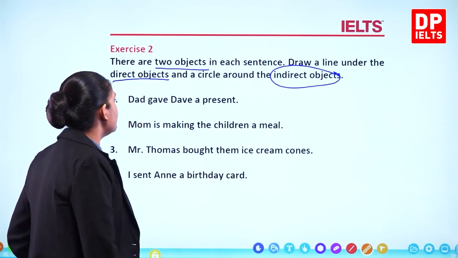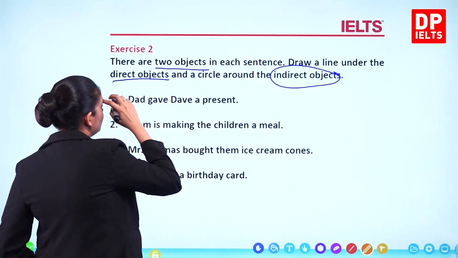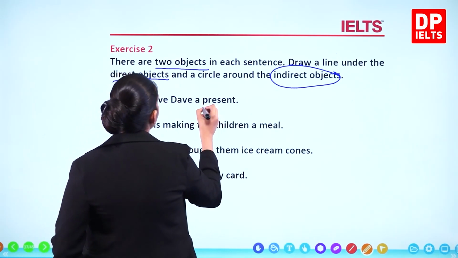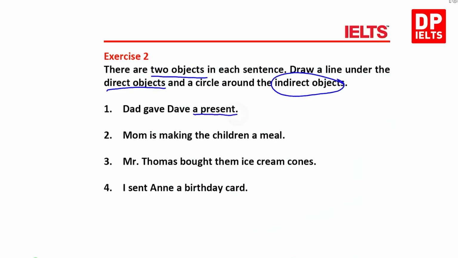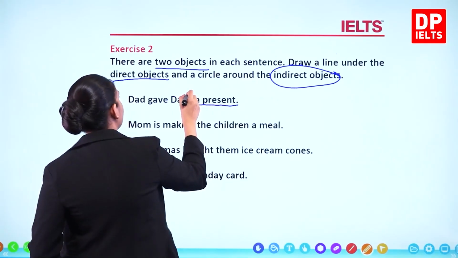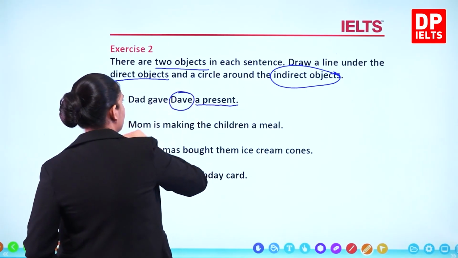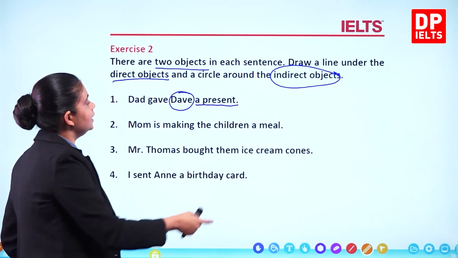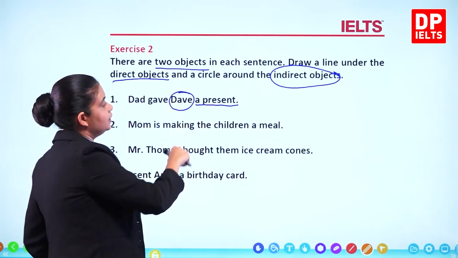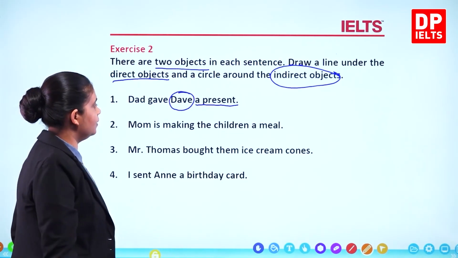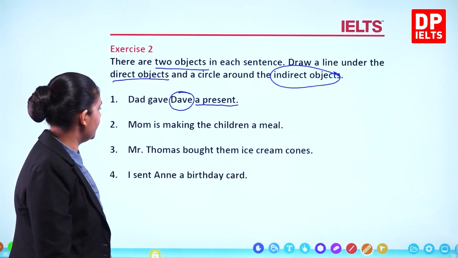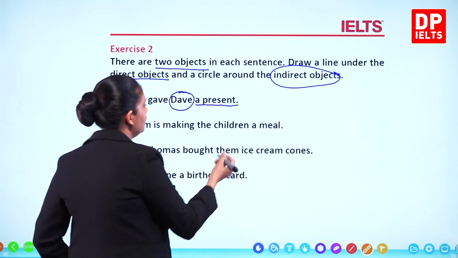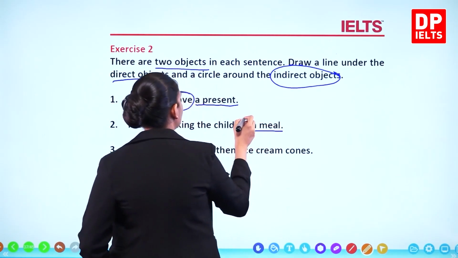Dad gave Dave a present. Who gave a present? Dad. So Dad is a subject. What did Dad give? A present. To whom? To Dave. So Dave is the indirect object. And what you have to remember is that the indirect object is before the direct object. So therefore, Dave is the indirect object. Mom is making the children a meal. What is Mom making? A meal. For whom? For the children.